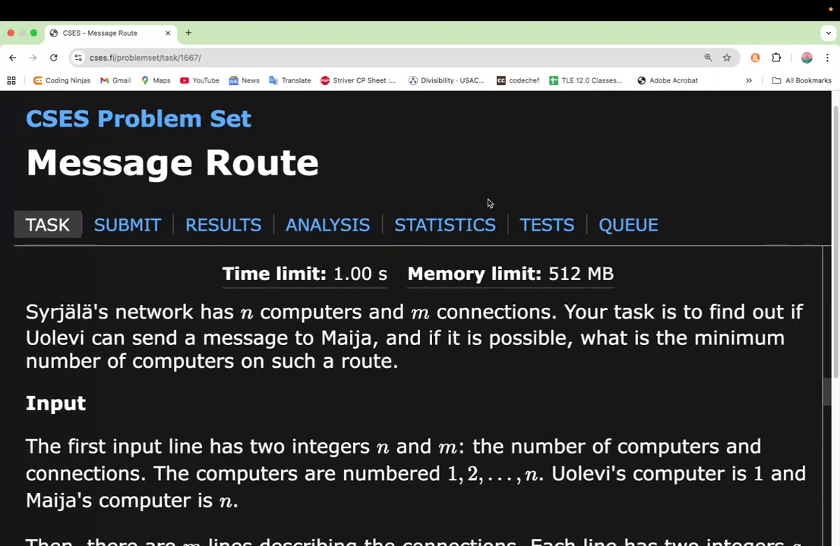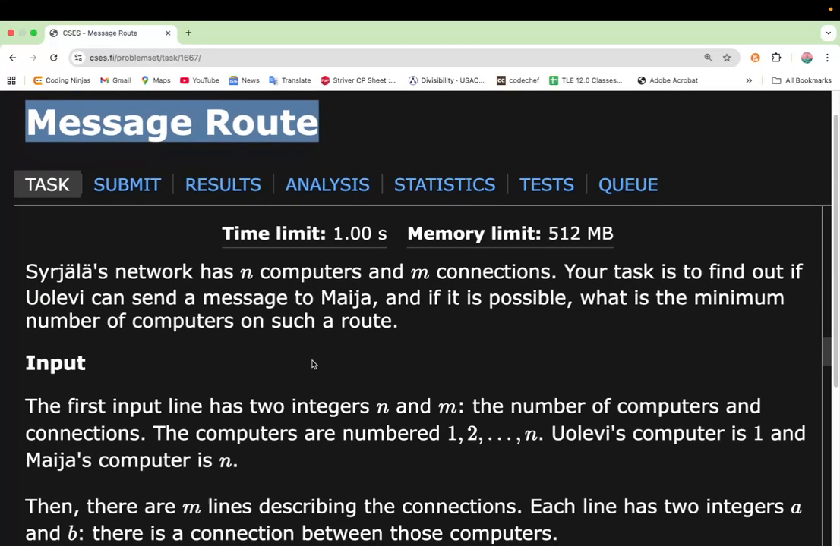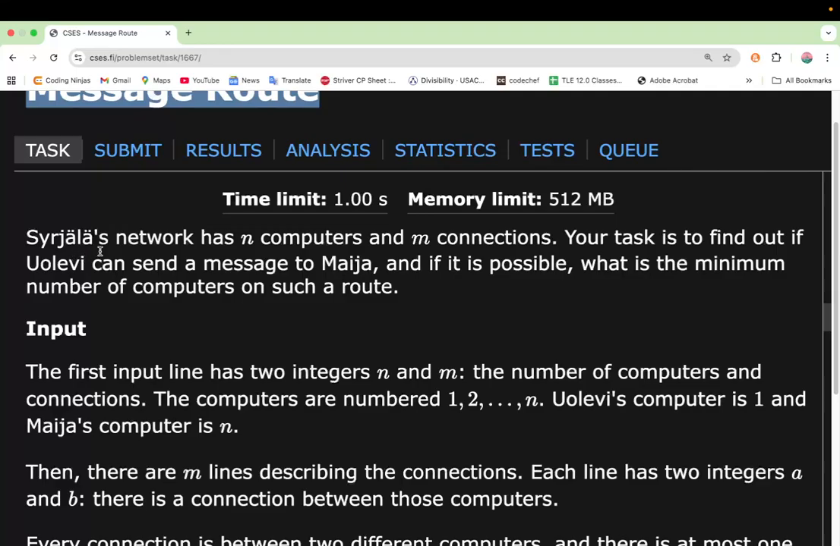Hello everyone. Today we are going to discuss the problem Message Route from the CSES Graphs Problem Set. So let's go through the problem. Syrjälä's network has n computers and m connections. Your task is to find out if Uolevi can send a message to Maija, and if it is possible, what is the minimum number of computers on such a route.